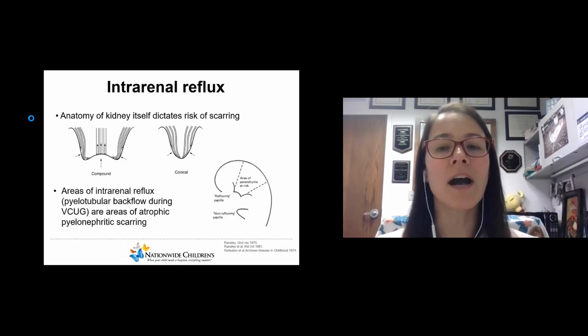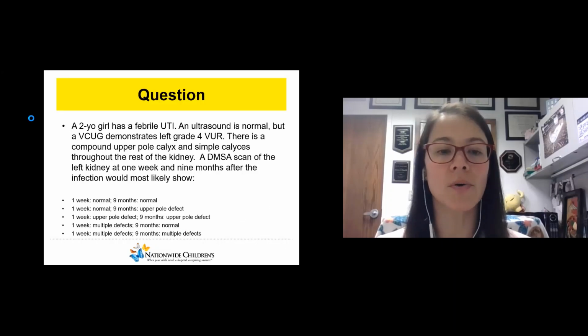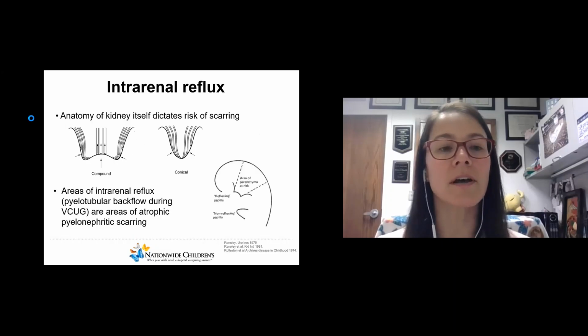A compound papilla, which is really sort of a fused papilla, has that flattened or concave surface with the papillary ducts at a right angle, so that when there's a rise in intracalyceal pressure, the backflow can go right into the papilla and lead to damage.